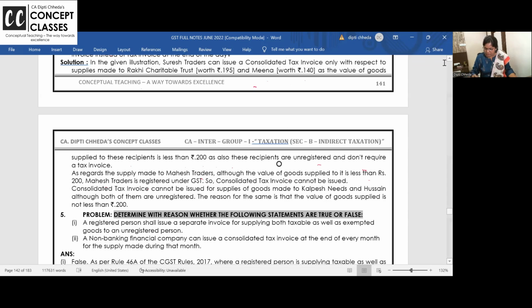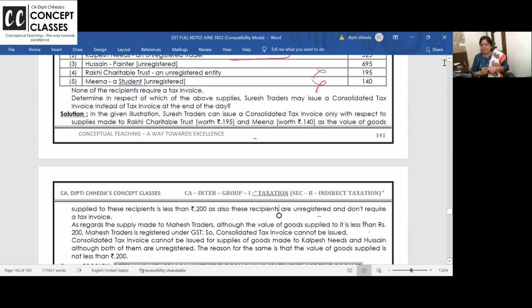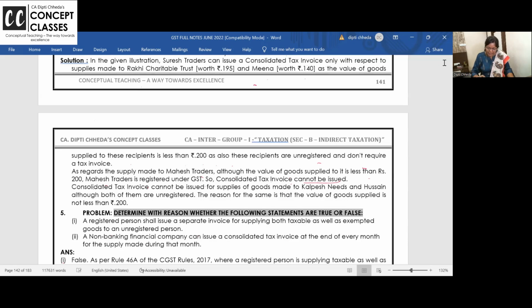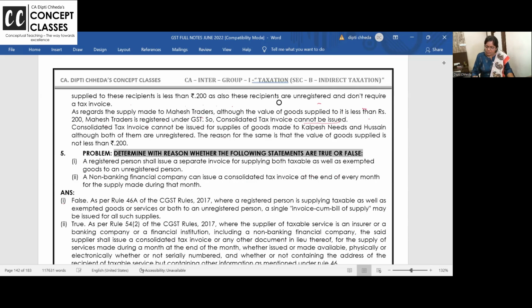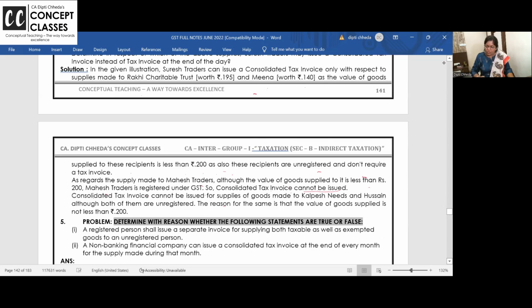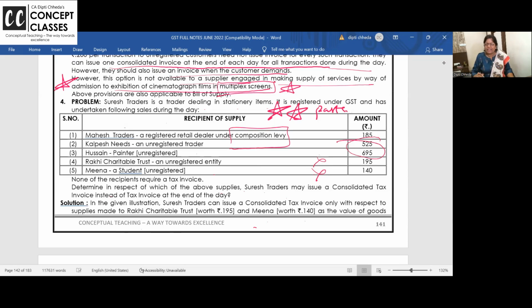1 second, today lot of buttons are open. Mahesh traders is registered, no? So we have to issue the invoice. Unregistered hai, so you can avoid. So as regard Mahesh traders, although the value of supply is less than 200, Mahesh traders is registered under GST. So consolidated tax invoice cannot be issued. And consolidated invoice cannot be issued for Kalpesh needs and Hussain because the amount is greater than 200.